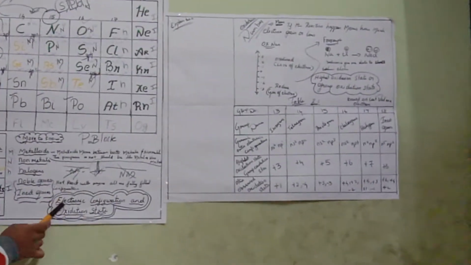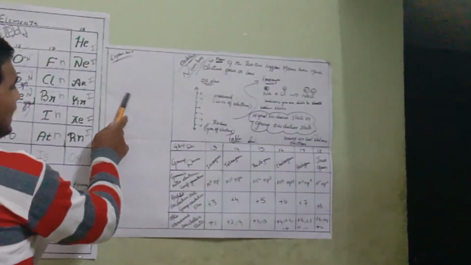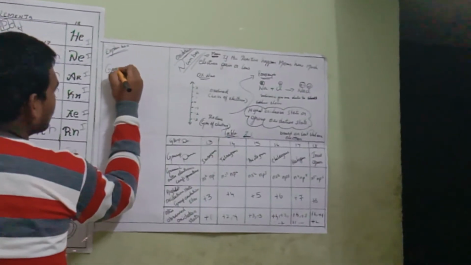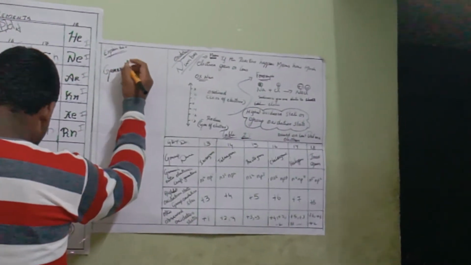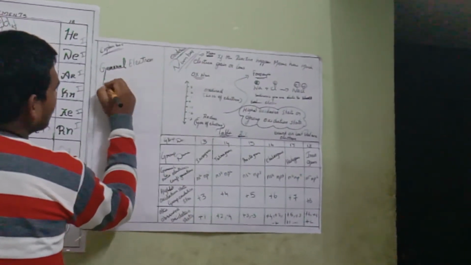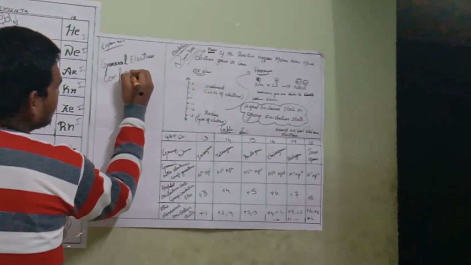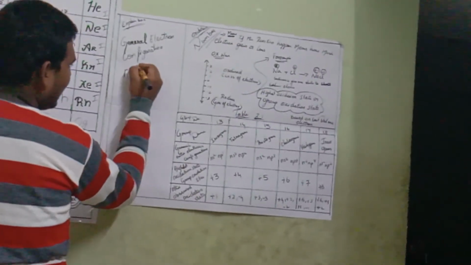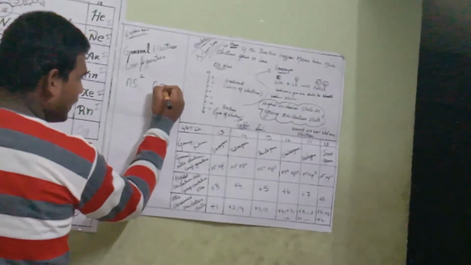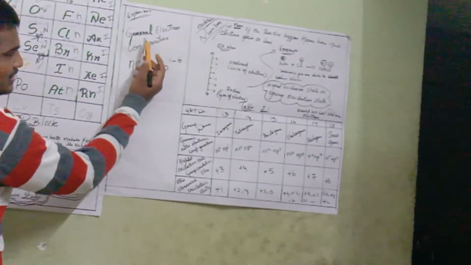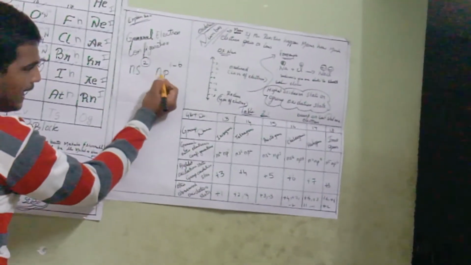Now I want to explain about the electronic configuration and oxidation state. First, I am going to explain about the electronic configuration. The general electronic configuration is ns2 np1-6. Listen, the general electronic configuration is ns2 np1 to 6.